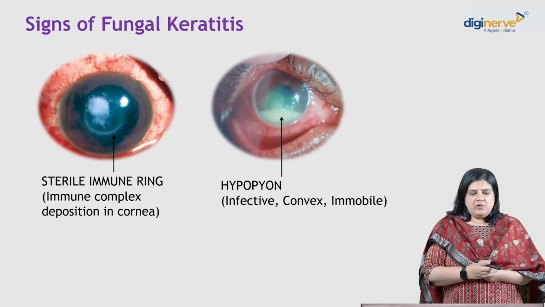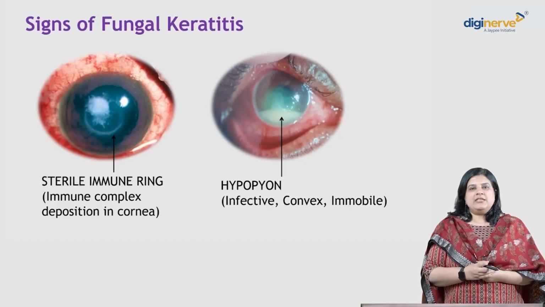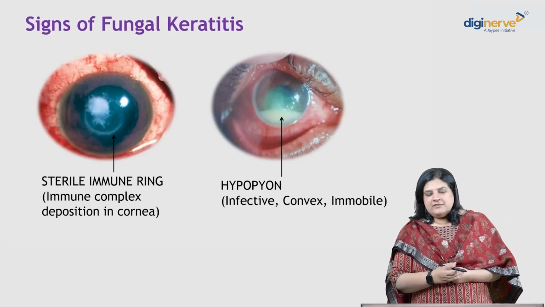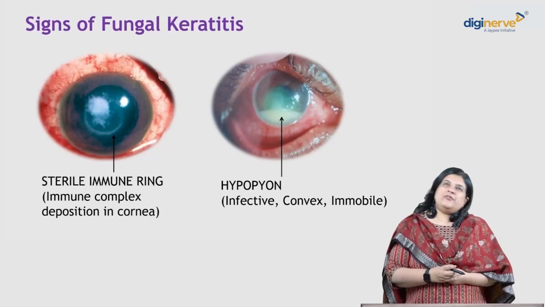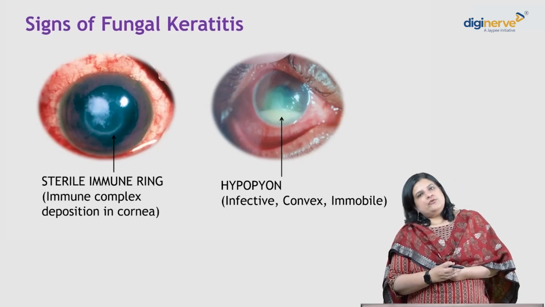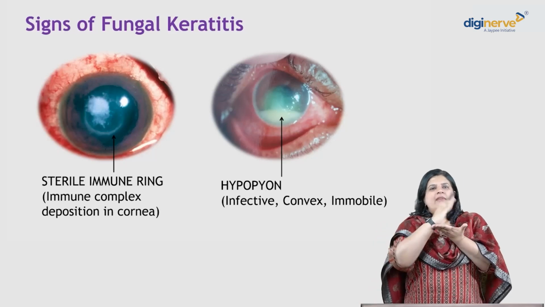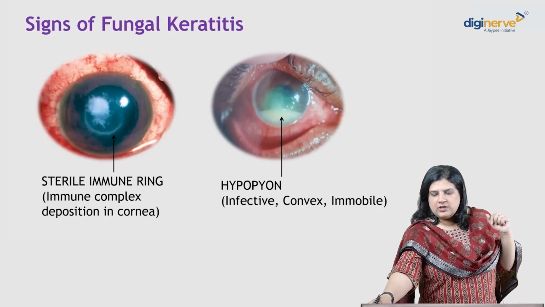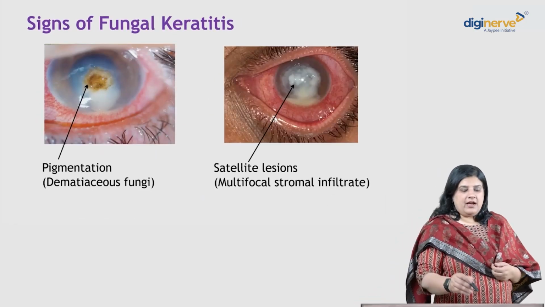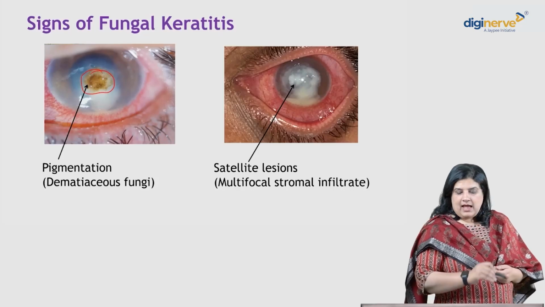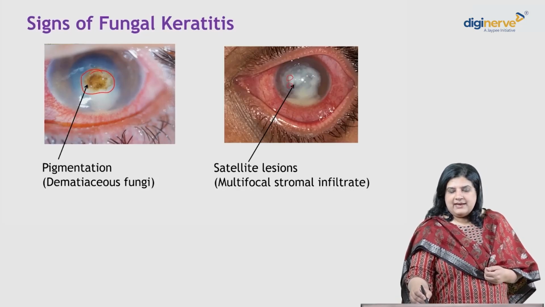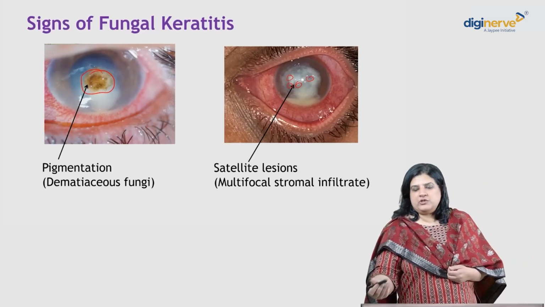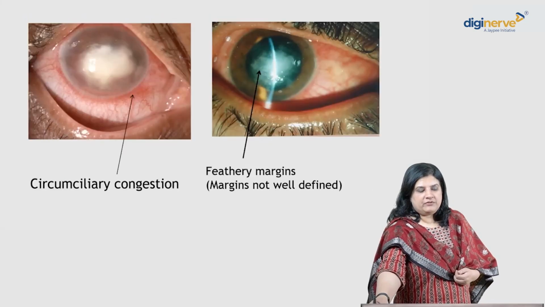We have a sterile immune ring, which is basically nothing but an immune complex deposited in the cornea. We have a hypopyon, which is infective, convex, and immobile. If you tell the patient to tilt their head from side to side, or tell them to lie down and then sit and reevaluate their hypopyon, there's not going to be much change in the shape of the hypopyon. Dematiaceous fungi lead to pigmentation, and you can get multiple satellite lesions, which are very characteristic of multiple stromal infiltration resulting from the fungal involvement of the cornea.